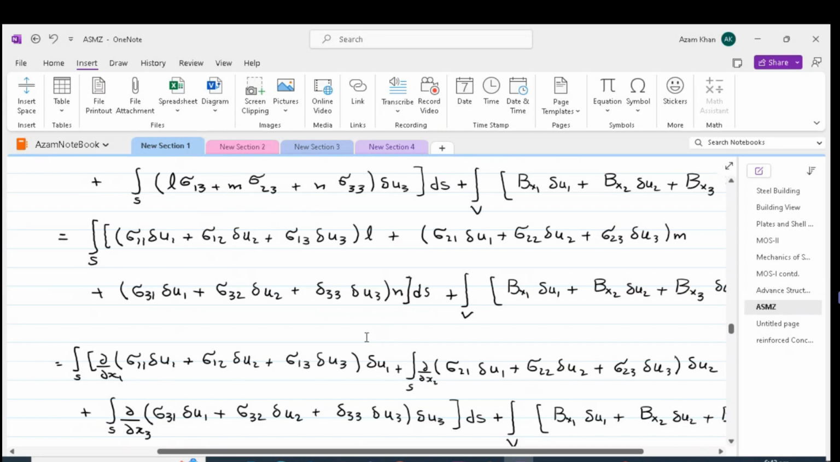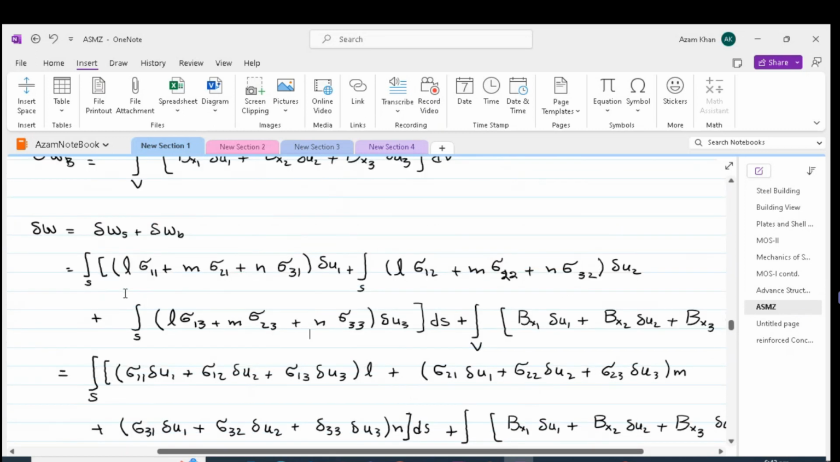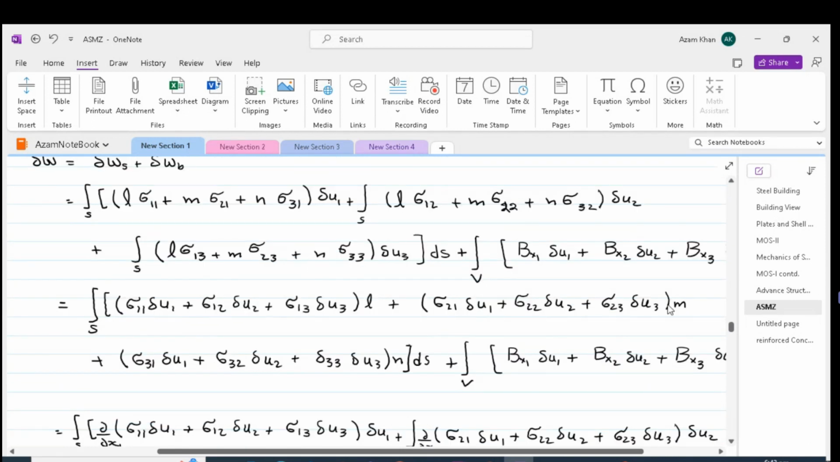In order to apply the divergence theorem, we will have to first of all collect the coefficients of L, M, and N in our delta Ws. Thus, we take L as a common factor and add up all the coefficients of L separately. Then we take the coefficients of M and the coefficients of N.